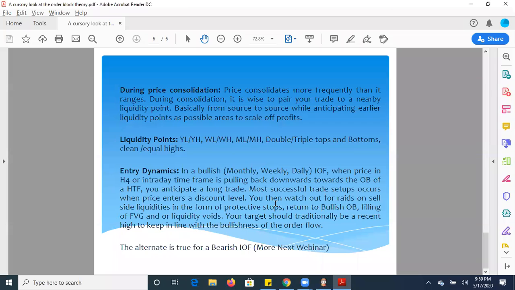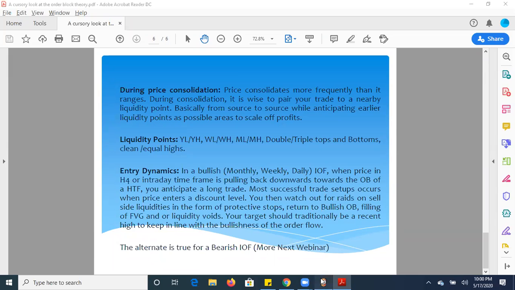So if you are in a bullish institutional order flow, bullish on the higher time frame, and by higher time frame I actually mean the monthly, the weekly, or the daily, when price in H4 or other intraday time frame is pulling back towards the order block of the higher time frame, and remember we started in a bullish higher time frame order flow, you should anticipate a long trade.